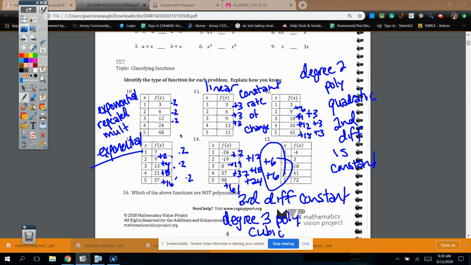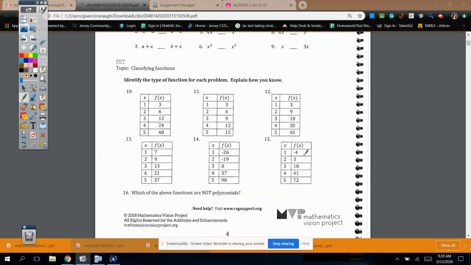Okay, and I have markings all over this here. What do I have here? Plus 7, 15, 23, plus 31, plus 8, plus 8, plus 8. Second difference, constant. That means it's quadratic.